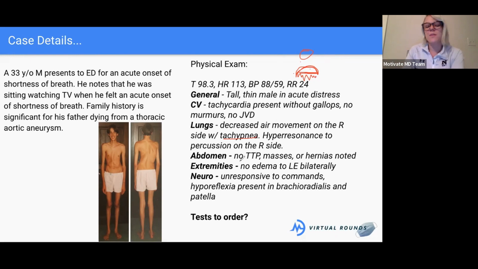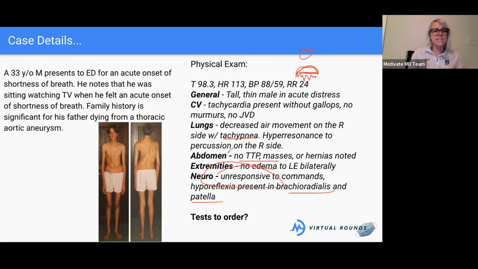Now, the patient has no tenderness to palpation, no masses, no hernias, no edema to the lower extremities bilateral. The patient is unresponsive. So whoever pointed that out, you're right. Hyporeflexive in both the brachioradialis and the patella. So I would say that we need to get this patient back a little bit faster. So Brooke, you're absolutely right.